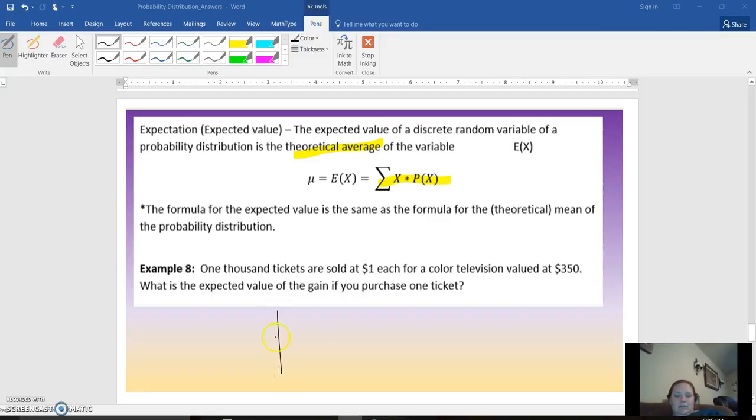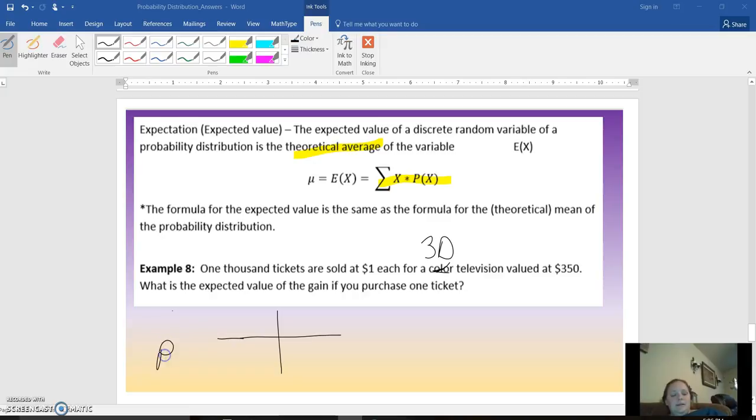All right, so we have 1,000 tickets sold at $1 each for a color TV, because that's what everybody wants. I should put like a 3D TV. That would be cooler. Okay, sure. I mean, you can give it to your grandma. Valued at $350. What's the expected value if you got one ticket?